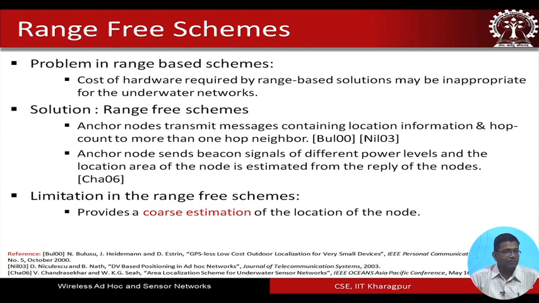Range free schemes. The problem in range based schemes is that the cost of hardware required for range based schemes is quite high and it is inappropriate for underwater networks. So, the solution is range free schemes where anchor nodes transmit. Anchor nodes means the ones where the locations are known. The anchor nodes transmit messages containing the location information and hop count to more than one hop neighbor. The anchor node sends beacon signals of different power levels, and the location area of the nodes is estimated from the reply of the nodes. The limitation of these range free schemes is that they provide a coarse estimation of the location of the nodes.